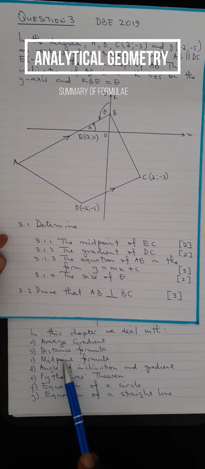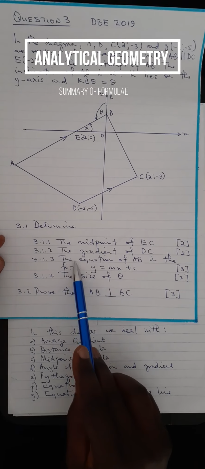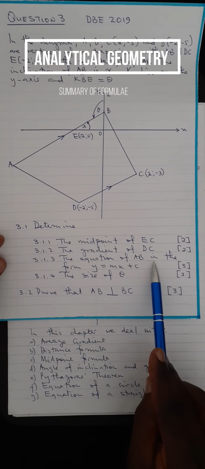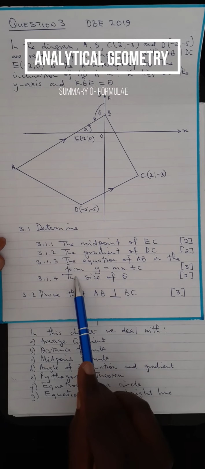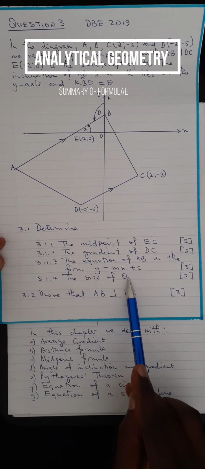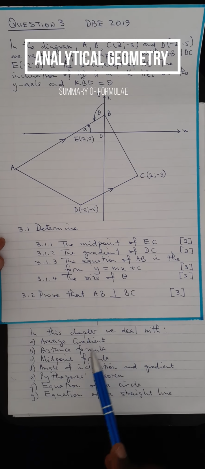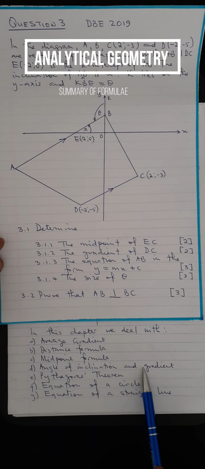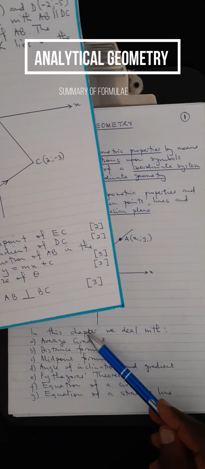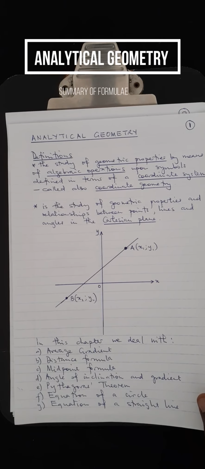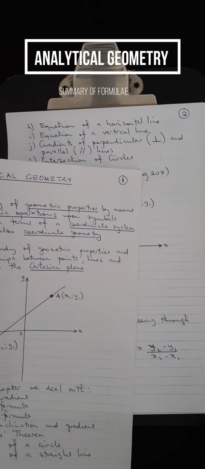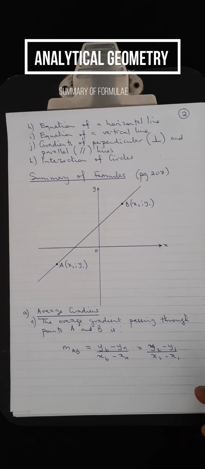Midpoint, we are going to use the midpoint formula. We are required to determine the equation of AB. So this is the equation of a straight line, which we have here. We are required to calculate the size of theta. So this also involves the angle of inclination. So it's very important to know these concepts, and we are going to explain them in this topic. So take this page away.